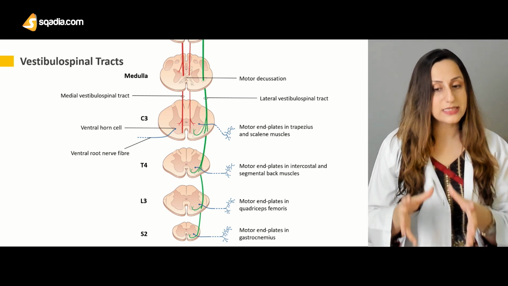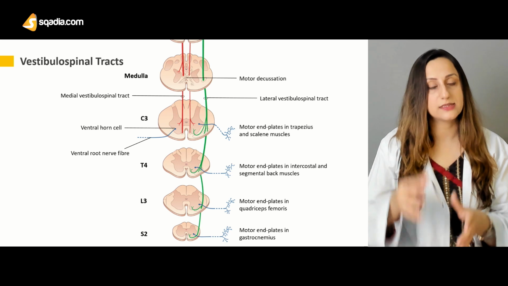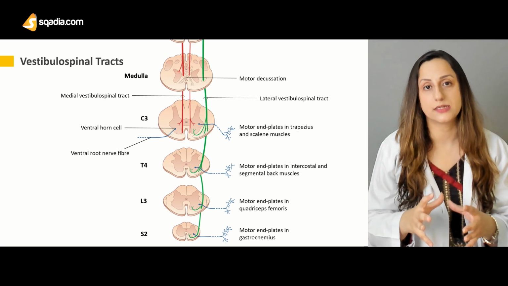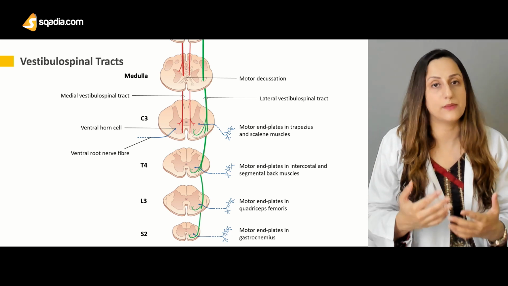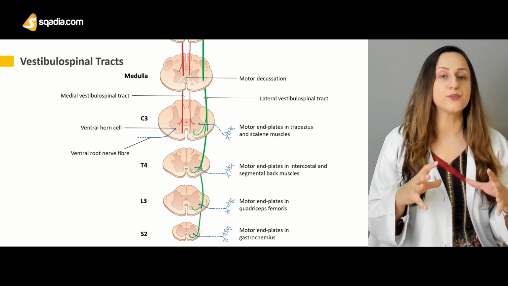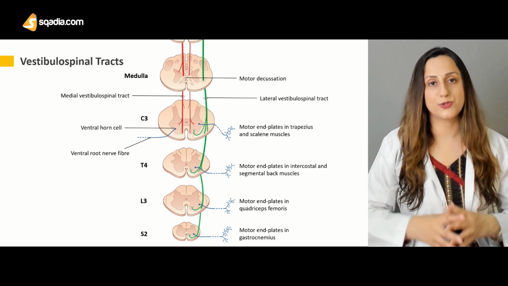So when we look at the set of muscles, we now know that the extensor muscles are facilitated through this particular tract, and the flexor muscles are inhibited by these tracts. So this is the basic function that is being performed by the vestibulospinal tracts.